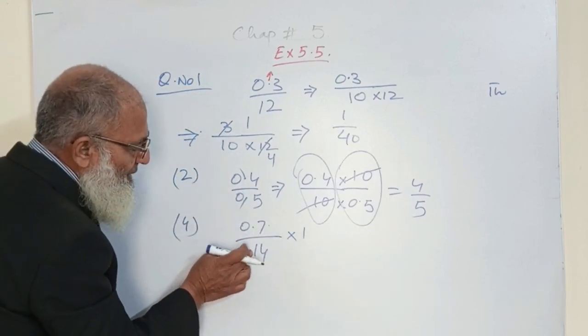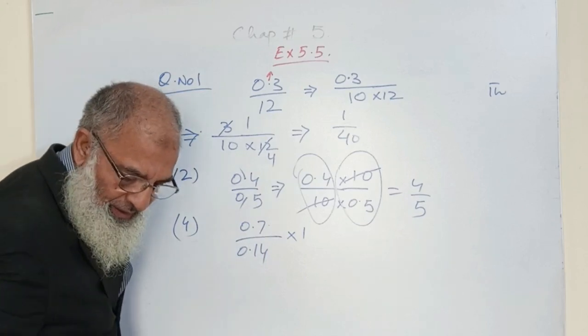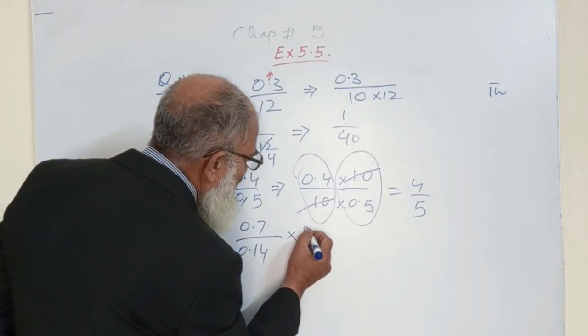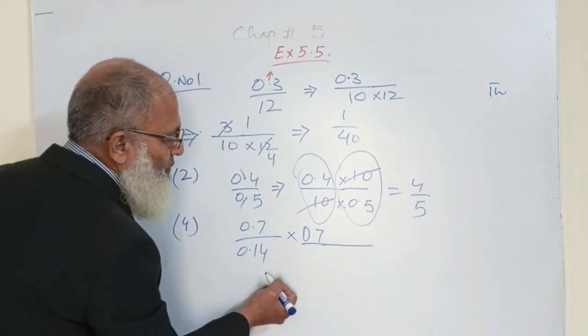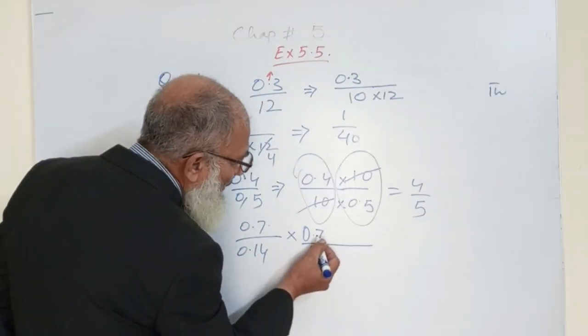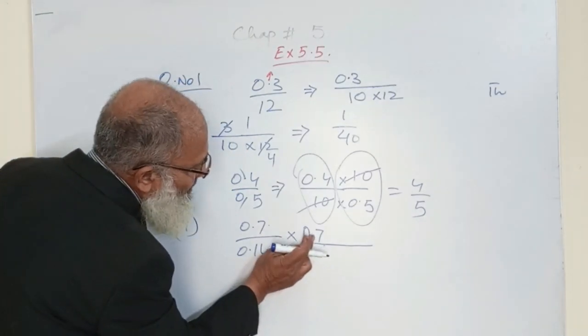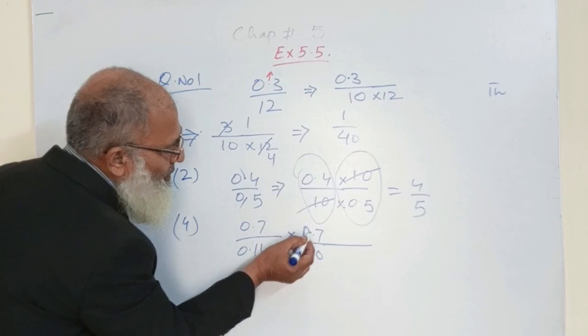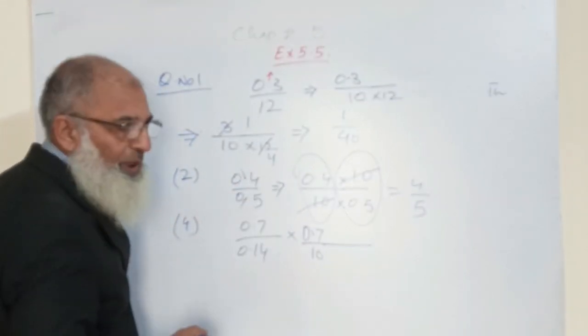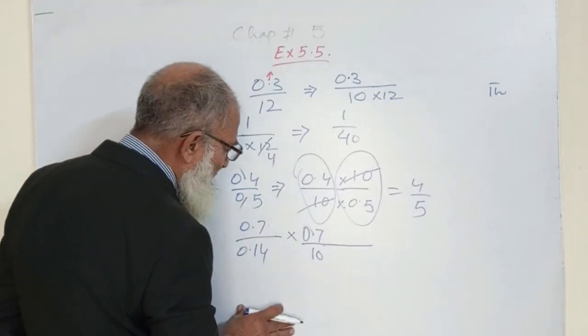Let me do it in a little more detail. So what will happen over here? We are going to remove this decimal. So place 1, place 0. Now this decimal has been removed. You can do it like this.